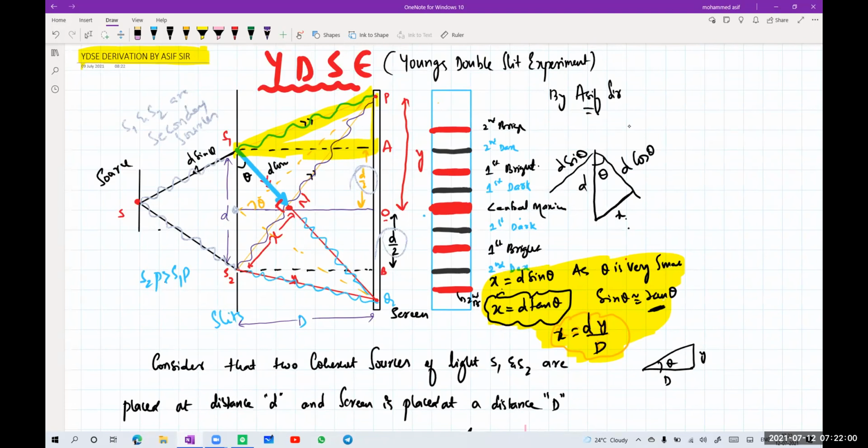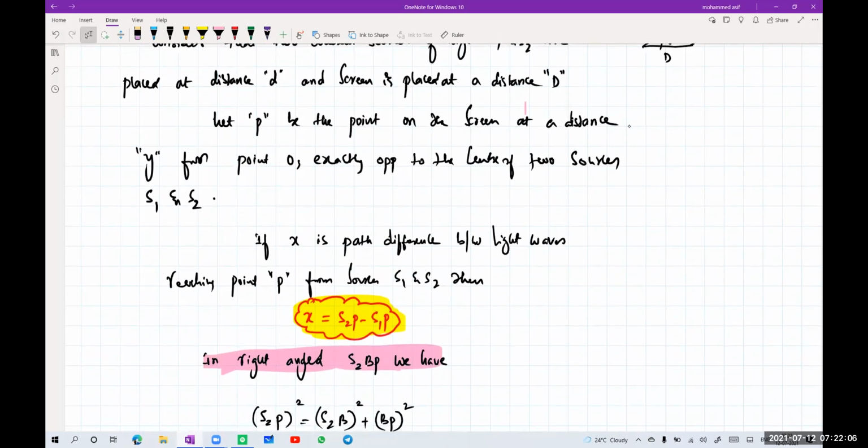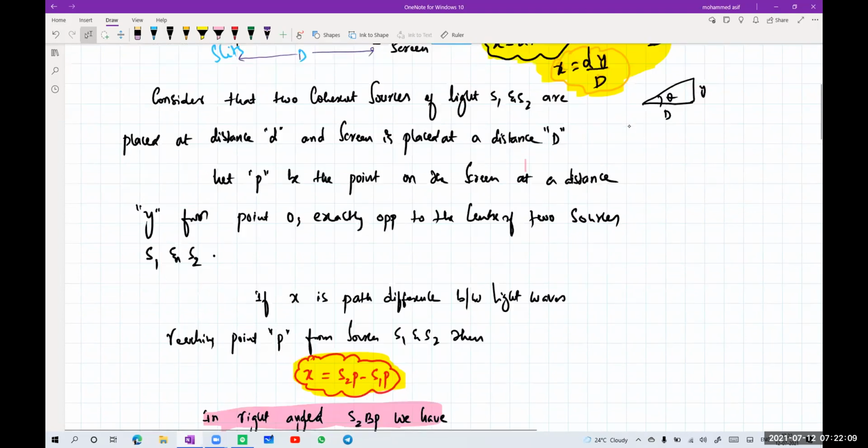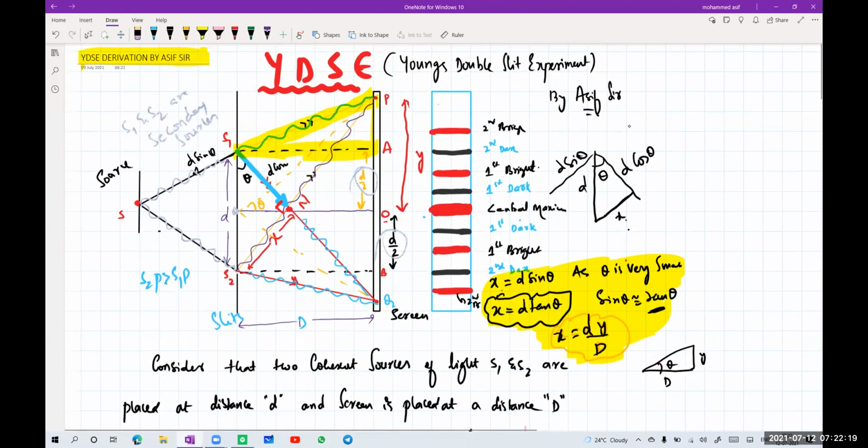So the total distance between A and B will be equal to S1 and S2, that is nothing but equal to d. If x is the path difference between the light waves reaching point P from S1 and S2, that means the wave which is going from S2 to P is traveling an extra distance of x. This extra distance we are calling the path difference, x. So how do you calculate that x?